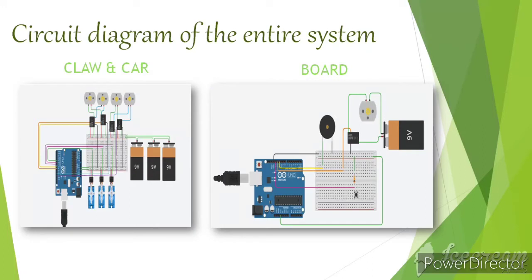We need 2 Arduinos, one to control the claw and the car, and one for the board. The claw and the car part consists of 4 DC motors, 3 servo motors, and batteries for power. The direction of the DC motors is controlled by 2 double channel relays. The car moves front, back, left or right depending on the input given by the user.